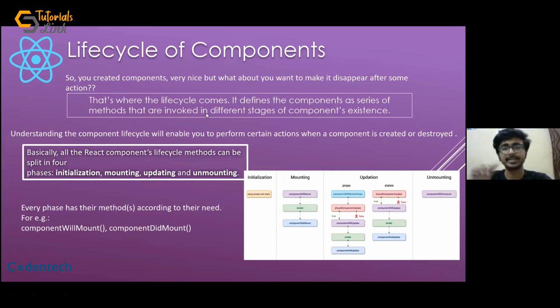Let's say there is a slide. Now, when I click on a button, I want that slide to vanish. So I have to delete the life cycle of that slide. Understanding the component's life cycle will enable you to perform certain actions when a component is created or destroyed. So basically, all React component life cycles can be split into 4 phases. First is initializing, second is mounting, third is updating, fourth is unmounting. I will explain these phases in the next slide, but for now, just understand the importance of life cycle.